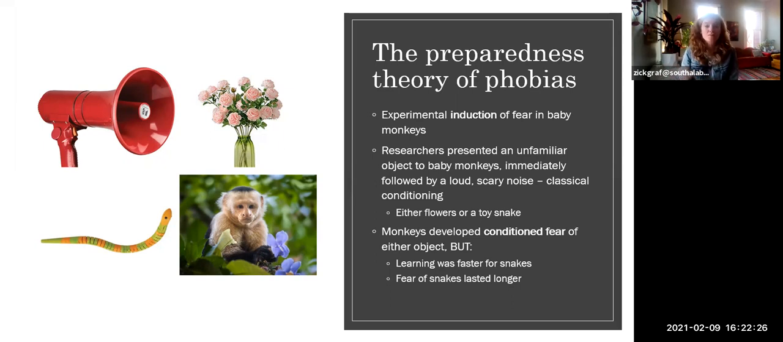For snakes, the learning was pretty immediate. It only took one or two pairings of a snake and danger, or something that signaled danger, the loud noise, for them to learn to fear snakes. The fear of snakes also lasted longer. So when the monkeys were able to handle the toys without any kind of unconditioned stimulus, without a loud noise being made, their fear of flowers went away much faster than their fear of snakes. So again, this is demonstrating preparedness because these monkeys had never seen snakes before or toy flowers, but they were biologically hardwired to learn to fear snakes a lot more readily than they were to learn to fear flowers, because in their evolutionary environment, snakes were their main predator.